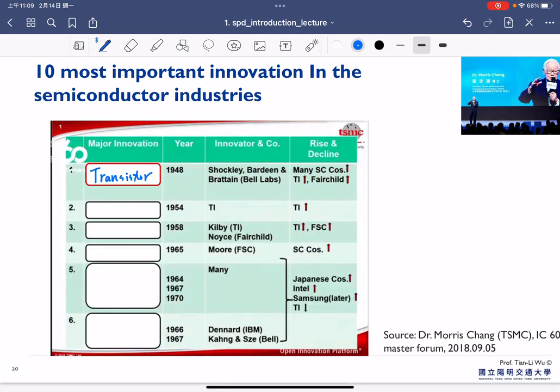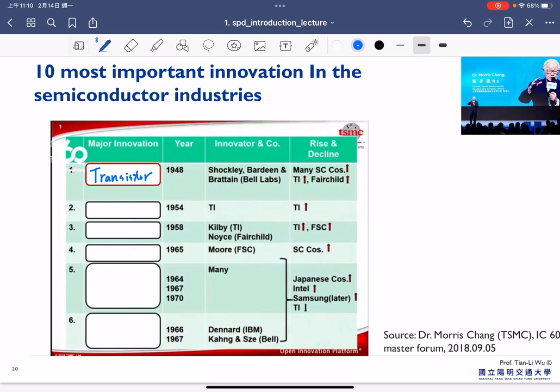In 1948, the first transistor was proposed and made by Bell Lab, by Shockley, Bardeen, and Brattain, these guys here. So finally, we came up with the idea that we can electrically operate this transistor and provide the switch on and off function. However, another important breakthrough is not only the transistor.